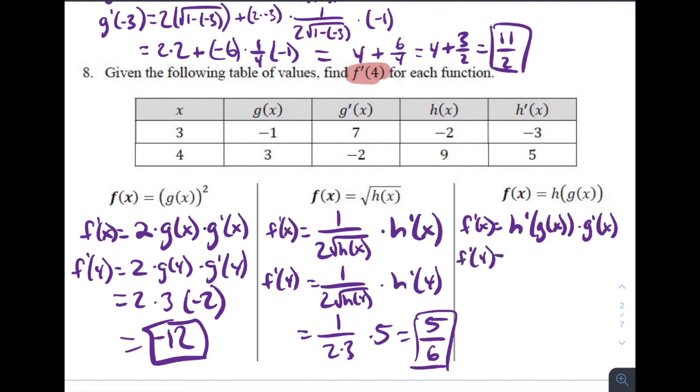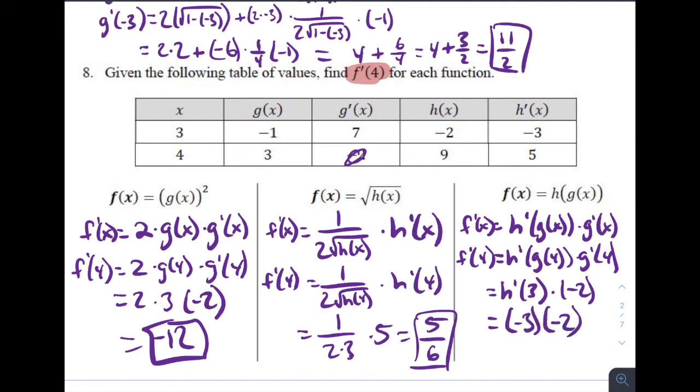So f prime of 4, we're going to plug in 4 for all of those x's. So h prime of g of 4 times g prime of 4, and that's going to be what? G of 4 is 3, so h prime of 3 times g prime of 4, which is negative 2. And then notice that g of 4 was inside of this h prime, so now we need to find h prime of 3. That's actually why they gave us this row with a 3 on it. We haven't used it yet, but h prime of 3 appears to be negative 3. So this is going to be negative 3 times negative 2, which is our final answer of 6.